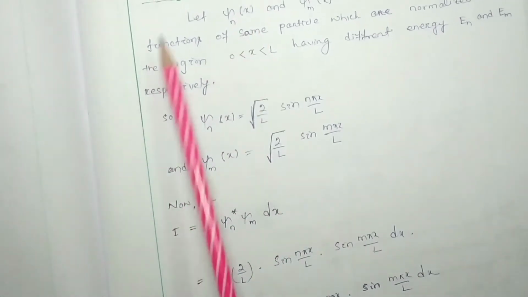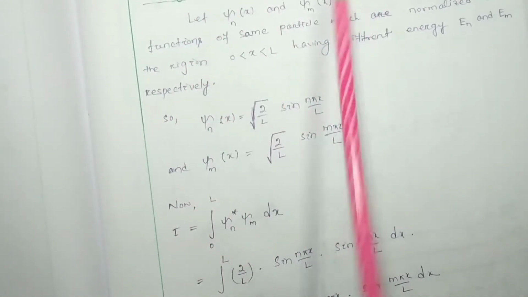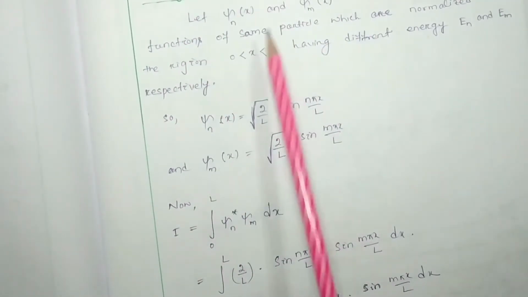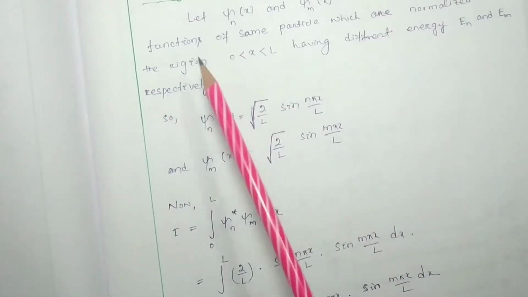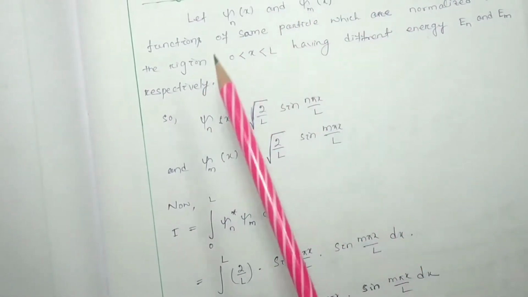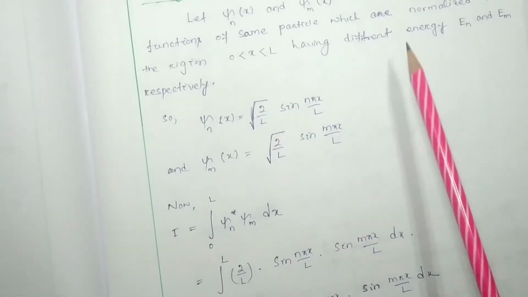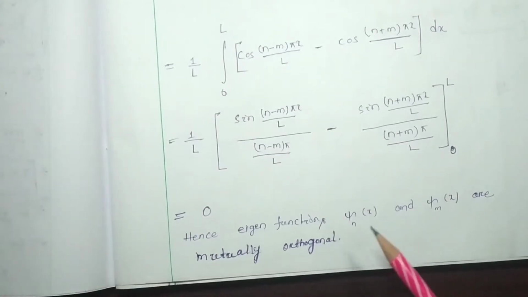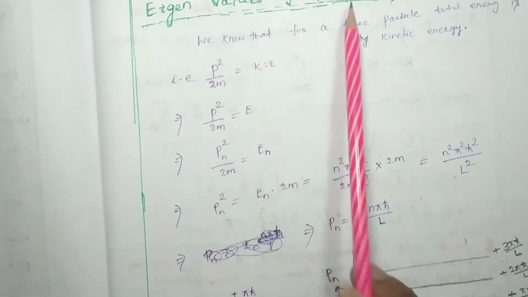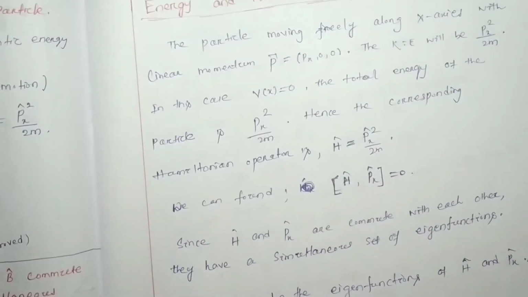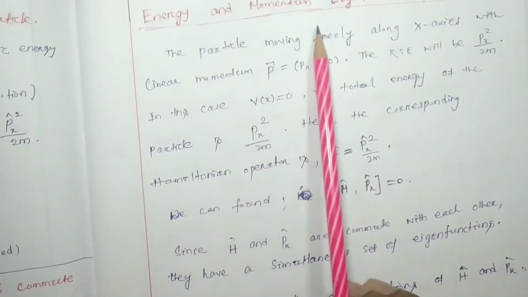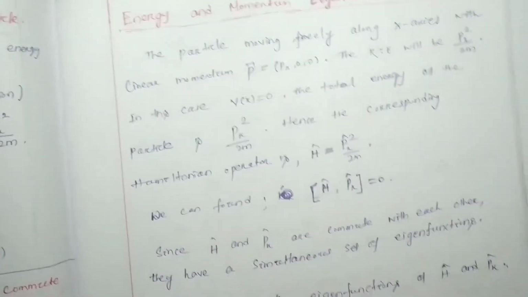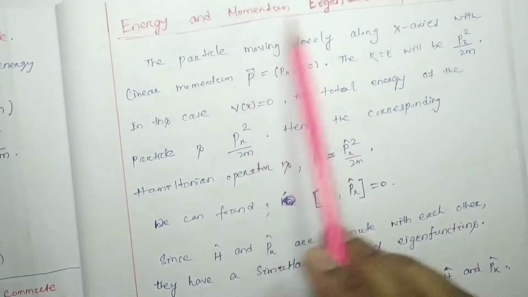Then we discussed the orthogonality of wave functions: how the wave functions of two different stationary states behave as mutually orthogonal with each other. That also we have proved. Then we have to go for the eigenvalue of momentum. Before that we have to discuss the energy and momentum eigenvalue equations.